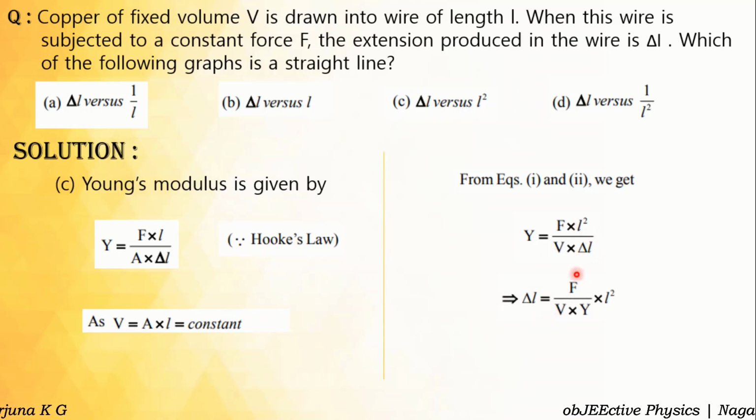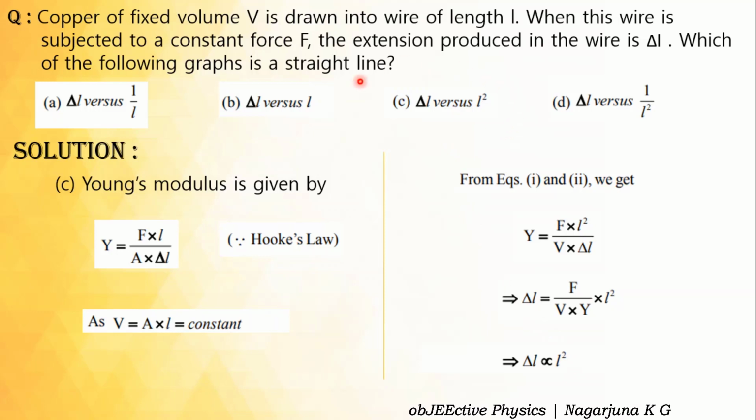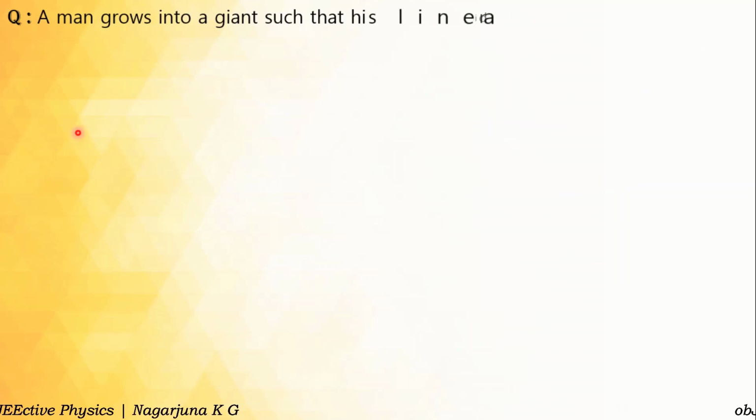This implies delta L is equal to FL square divided by V into Y. That is, delta L is directly proportional to L square. It means option C is the right option. Option C is the right option. Next question.